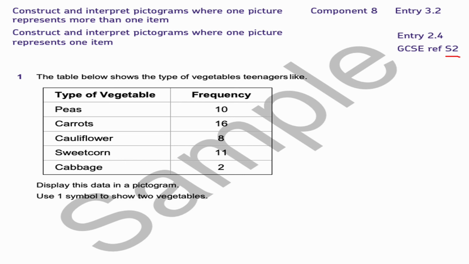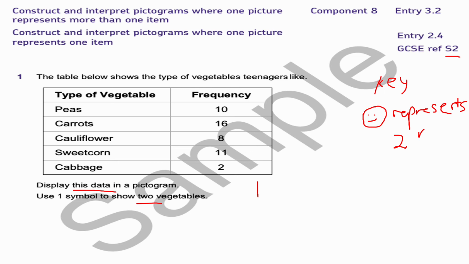Question 1. The table below shows the type of vegetables teenagers like: peas, carrots, cauliflower, sweet corn, cabbage. Display this data in a pictogram. Use one symbol to show 2 vegetables. So we will go for a smiley face. So a smiley face represents 2 vegetables. So this is what I call our key. Anytime you are drawing a pictogram, you must have a key. So then the person that is trying to read your statistical data understands that a smiley face represents 2 vegetables, or 2V I'll put.